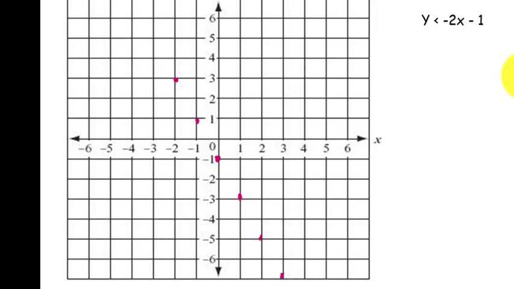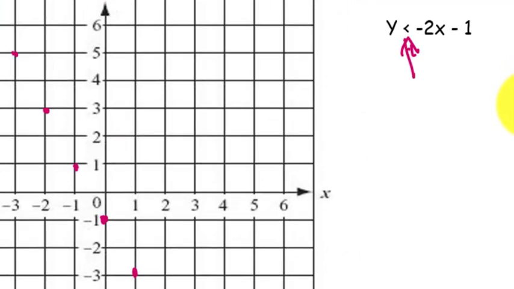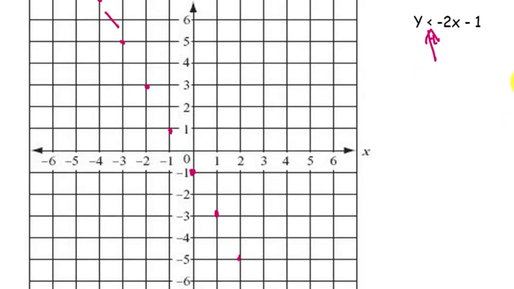Now, you really just need 3 or 4 points, and then you can go ahead and put a line through it. But stop right there. Before you put a line through it, I want to decide, am I really going to put a solid line through this, or a dashed line? Well, I go back and look at my inequality. Is it a less than or equal to sign or just a less than? It's a less than sign. So therefore, I do not create a solid line. I'm going to create a dashed line, just a dashed line through here.